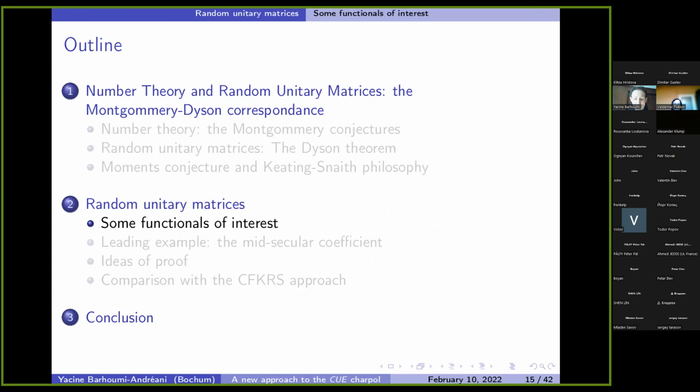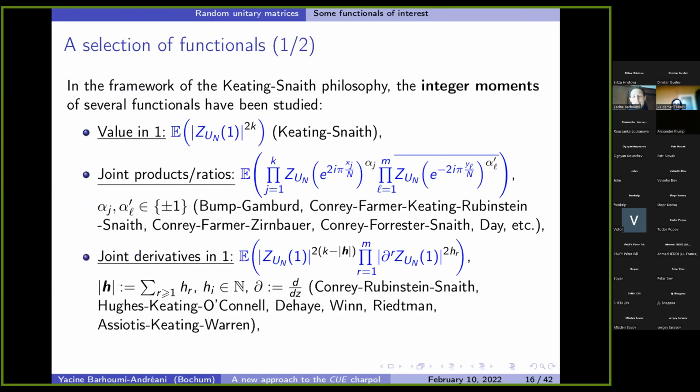I will explain to you what kind of things we compute. What are the people interested in? So, for instance, you have seen that we have computed the Laplace transform of the log, namely the moments of the value in one of the characteristic polynomials. So people compute mainly integer moments because they can. And yeah, other functionals are more complicated. So you can compute the joint moments of products or ratios. If you have products, this is called the autocorrelation, and this is an important object.